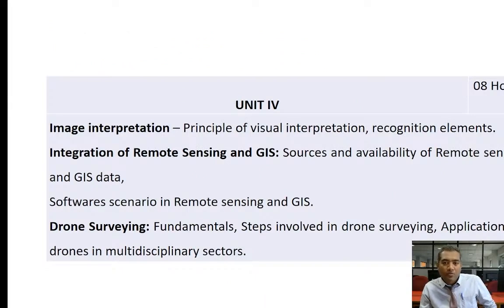Unit 4 deals with image interpretation and integration of remote sensing and GIS. In image interpretation, you are going to learn how to interpret satellite images, and in integration of remote sensing and GIS, you will learn how to integrate remote sensing data in GIS software. Also you are going to learn some fundamental concepts and applications of drones.